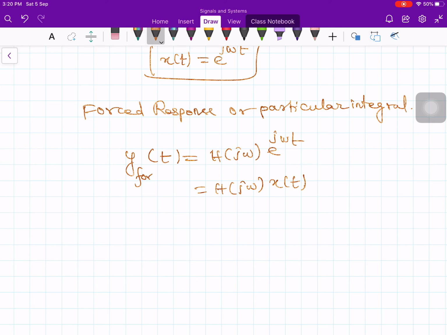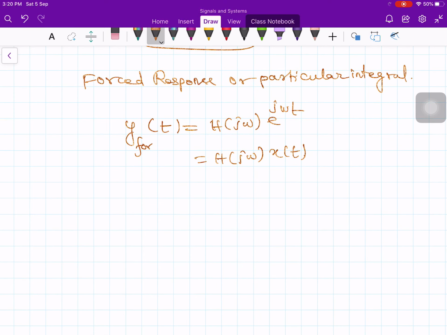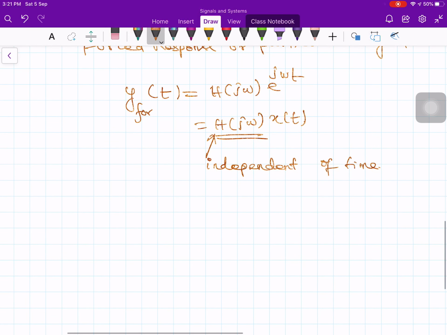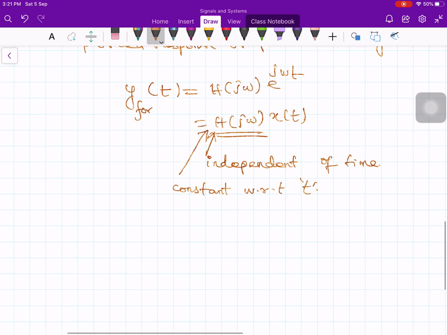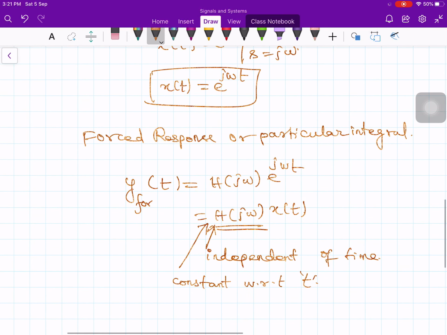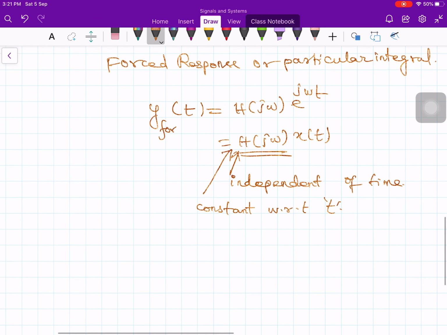So the forced response and the input are related by the multiplicative constant, this h of j omega, which is independent of time. That is why I am calling this constant. It is constant with respect to what? Constant with respect to time. So this is the first implication, and the second implication is a particular case.